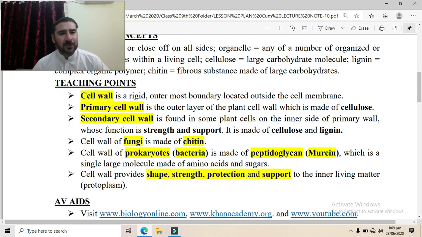So the cell wall provides basically shape, strength, support, and protection to the inner living matter, the protoplasm. Now the protoplasm consists of the cytoplasm and all the organelles. So the main function of the cell wall is to provide shape, strength, protection and support to the inner living content of the cell. The protoplasm means the cytoplasm, and all the organelles are protected by the cell wall.